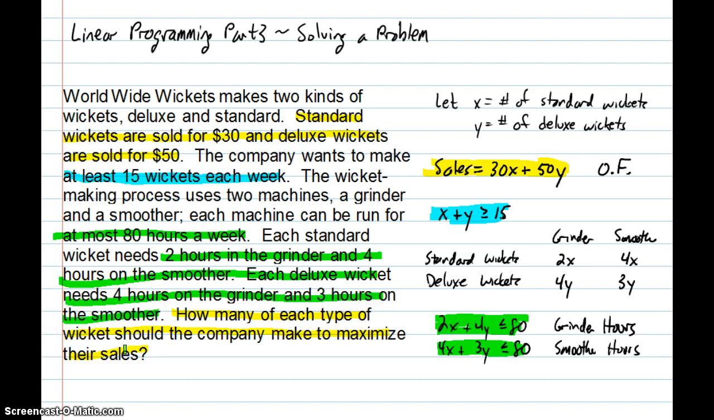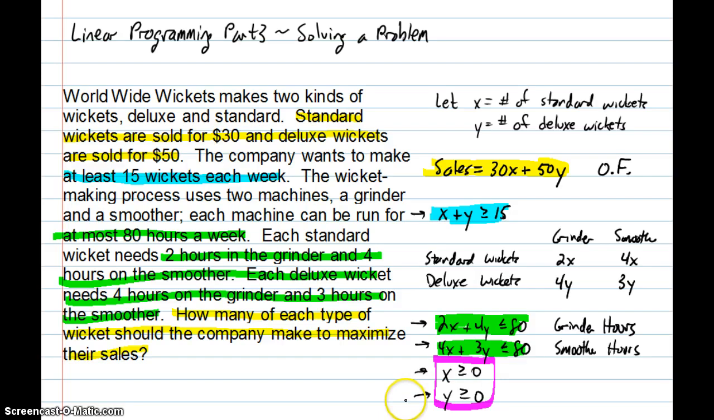Okay. Oh, there's probably one other thing I should do, right? Wickets are things that I'm making, so I got to have positive numbers. So X has got to be bigger than or equal to 0, and Y has got to be bigger than or equal to 0. And those are my last constraints, because I can't have a negative number of wickets. So there, I've got 1, 2, 3, 4, 5 constraints I'm working with, and 1 objective function.